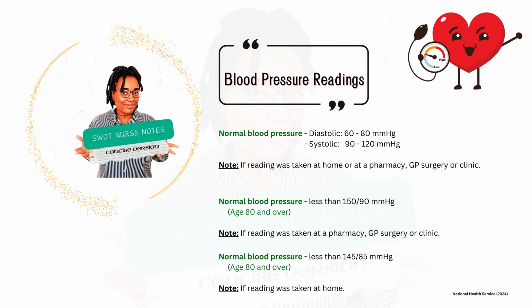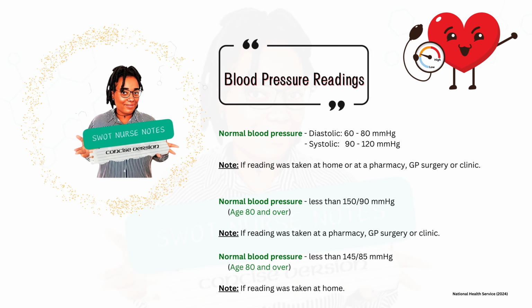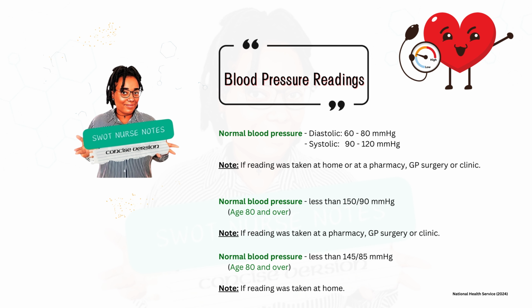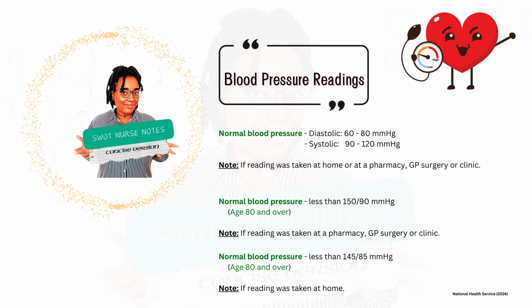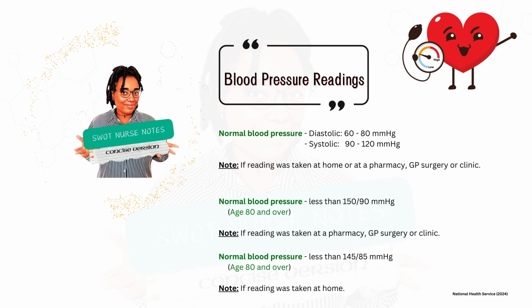Normal blood pressure readings have a diastolic reading between 60 to 80 mm of mercury and a systolic reading between 90 to 120 mm of mercury. Note carefully, this is only if the reading was taken at home or at a pharmacy, GP surgery, or clinic.